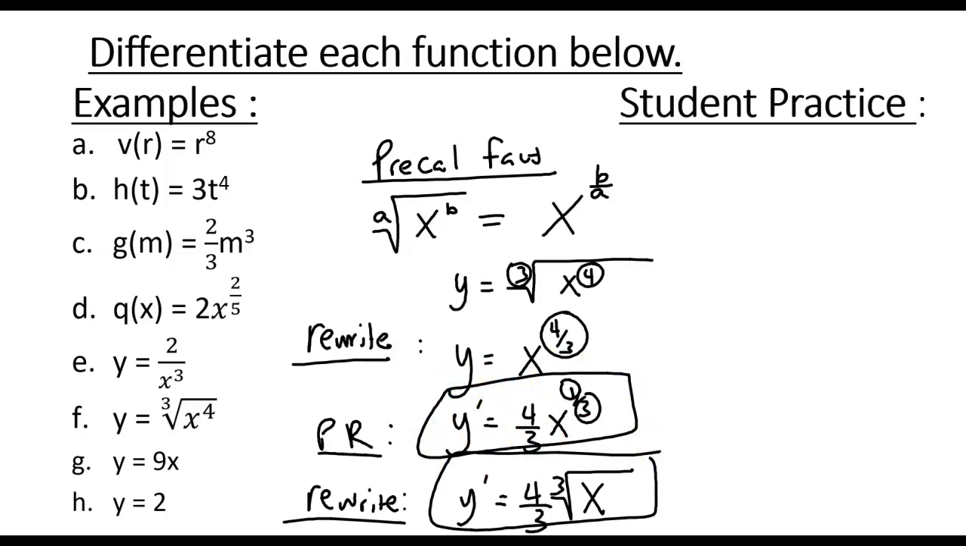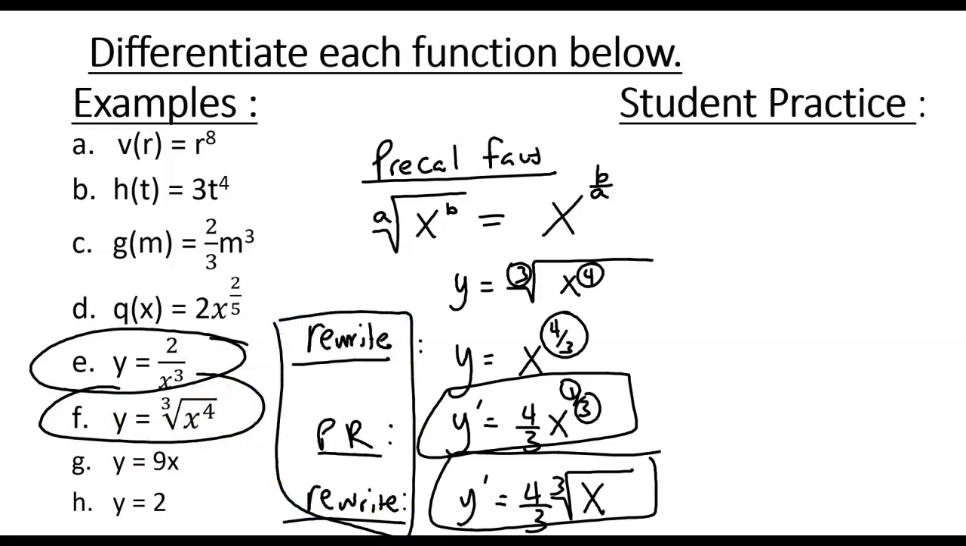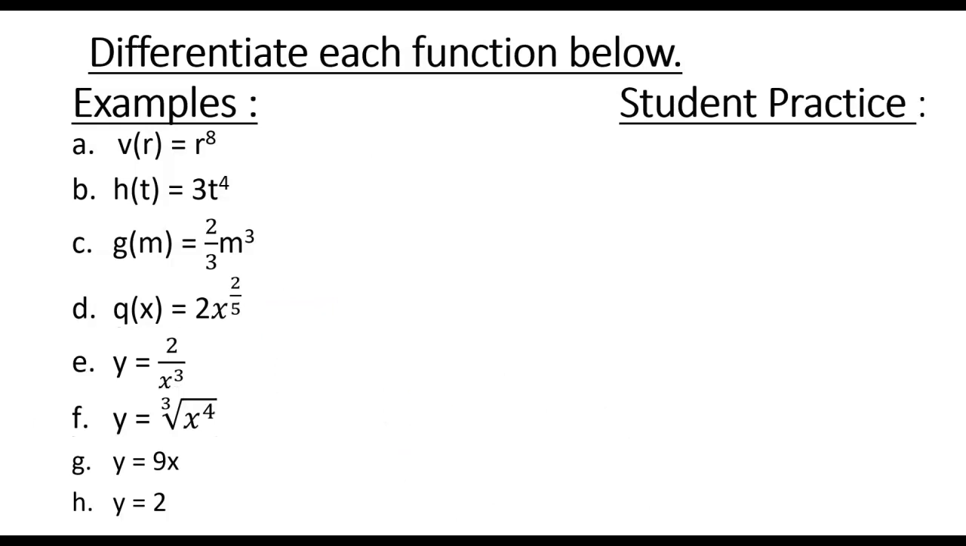So when you see problems like this where the power is in the bottom, or problems like this where there's a radical, you're going to have this 3-step process of rewrite, power rule, then rewrite. Okay. So let's give you guys a couple of these here. So let's say I gave you guys that.